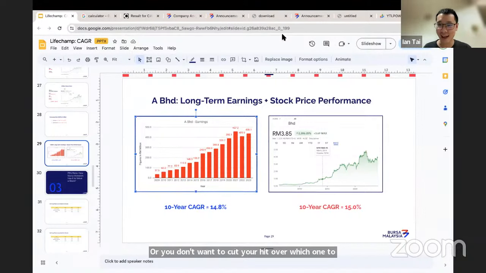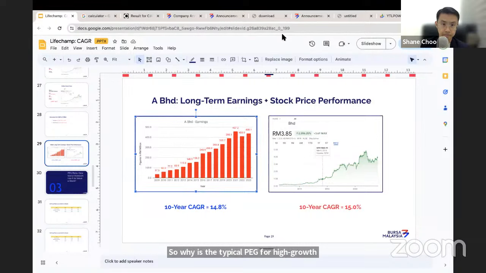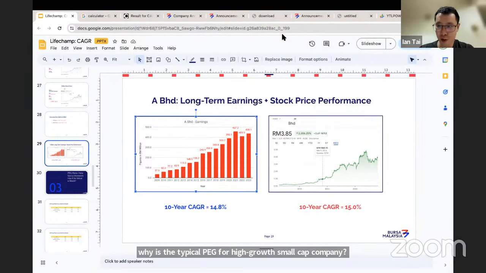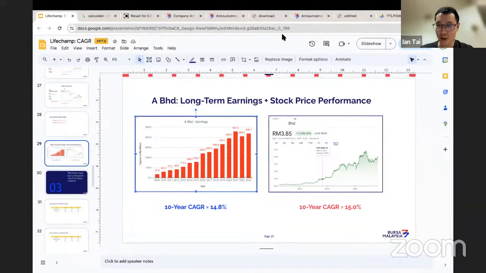Now we know that the high growth stock tend to have a higher PE ratio. So what is a typical PEG for high growth small cap company? Well, I do not know. Honestly, I do not know myself, simply because I have been out of touch of the small caps in this country.